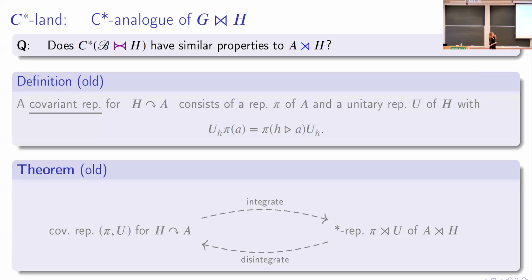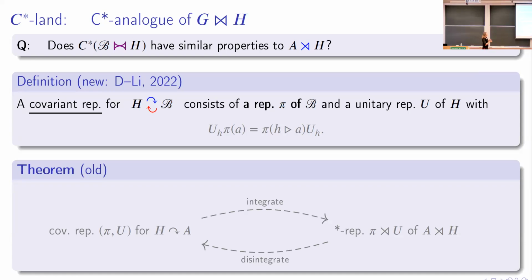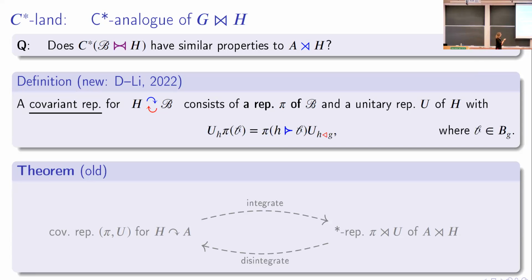So I start with a new definition, a covariant representation of one of these nice inputs that I need in order to build this new Zappa-Zep product. I start with a representation of my Fell bundle and a unitary representation of my groupoid. And instead of just paying one price when I want to move over, I pay two prices, because that's the name of the game. So this time, instead of just having H acting on my B, I also need the fiber that B is living over to act back on H.